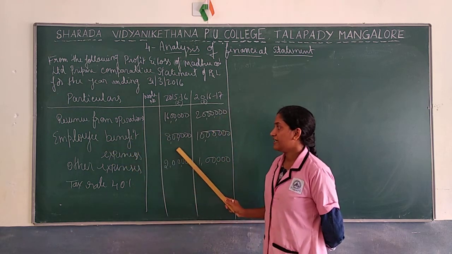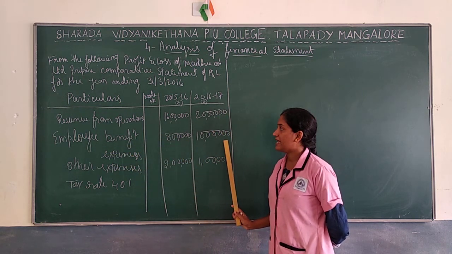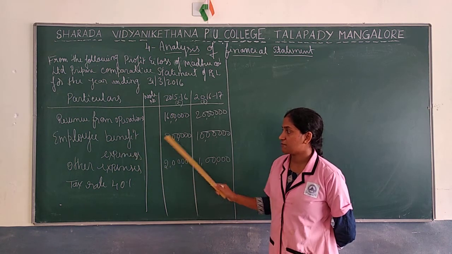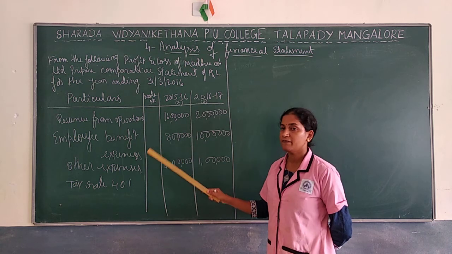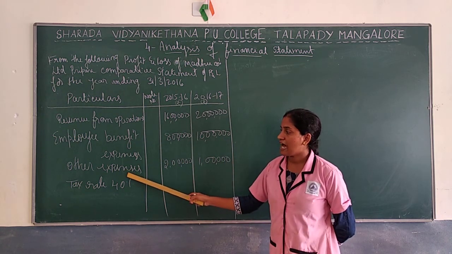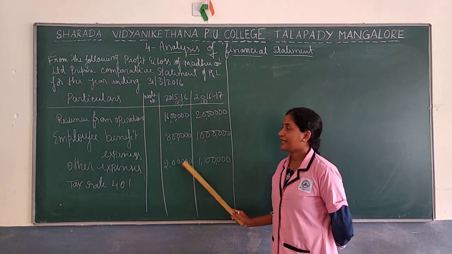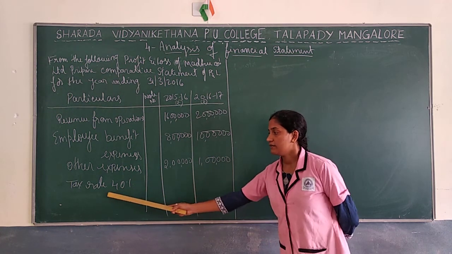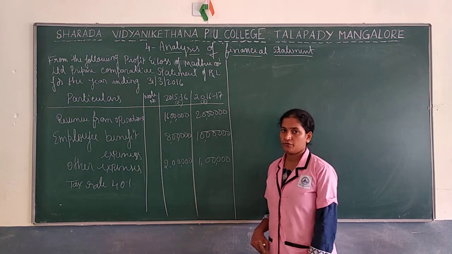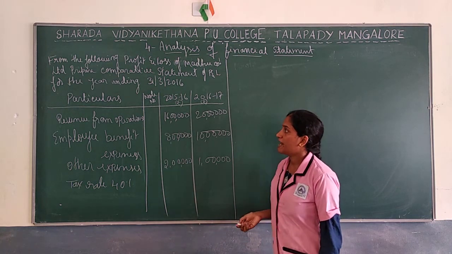Employee benefit expenses are 8 lakh and 10 lakh. Next we have other expenses, 2 lakh and 1 lakh. The tax rate is given as 40%, and it should be applied to both years. So how do we prepare the comparative statement?